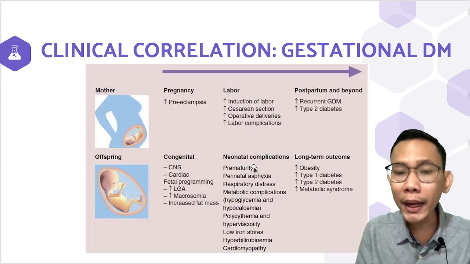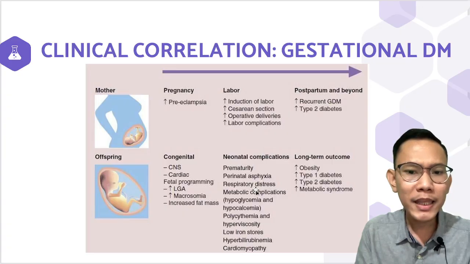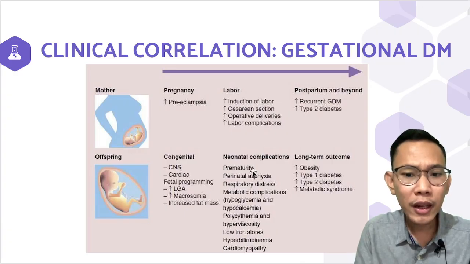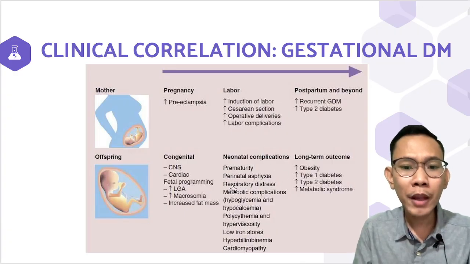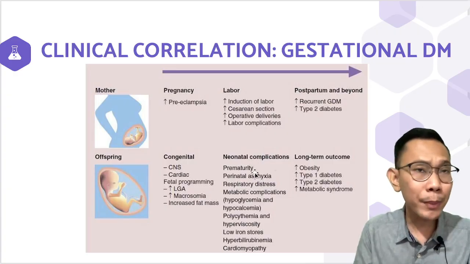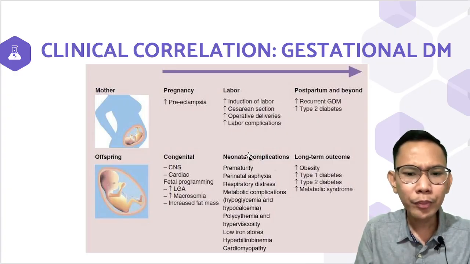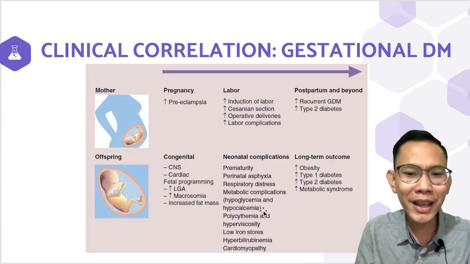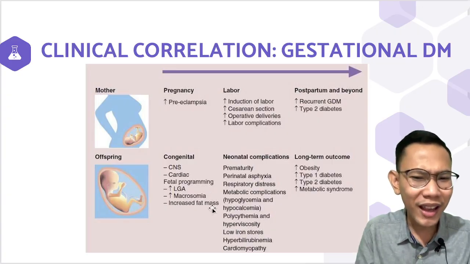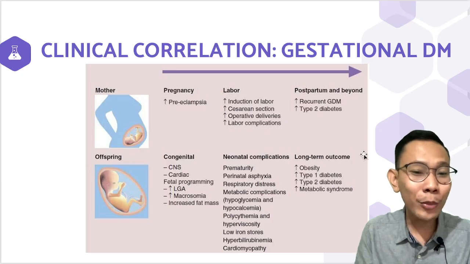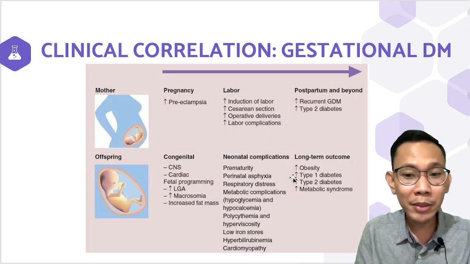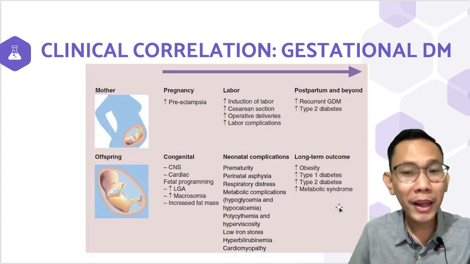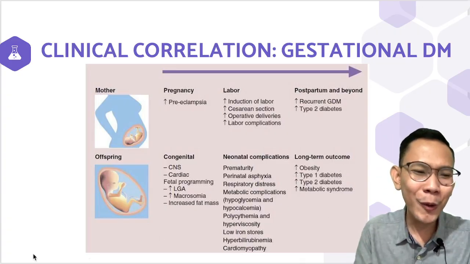Prematurity, pwedeng mapanganak prematurely ang baby. Possible asphyxia kasi nga sa sobrang laki ni baby, hindi na siya makahinga na maayos. That's gonna result in perinatal asphyxia or respiratory distress. Meron tayong many more: cardiomyopathy, heart problem, hyperbilirubinemia, polycythemia. These are a lot of complications, and the long-term complications for the offspring, possibly obesity, type 1 DM, type 2 DM, and metabolic syndrome, no? We will go back again.